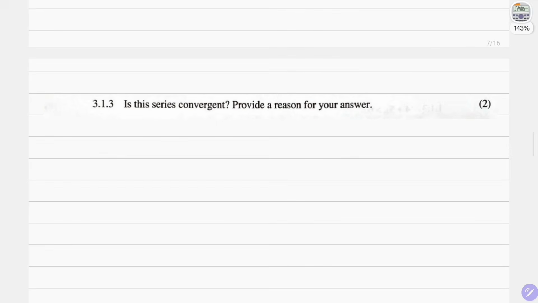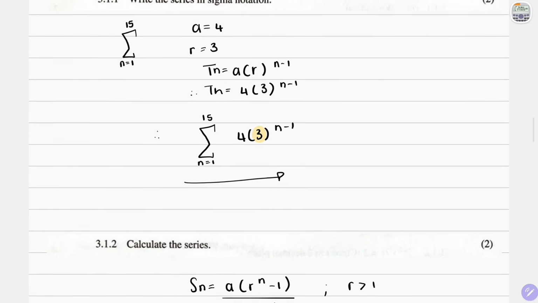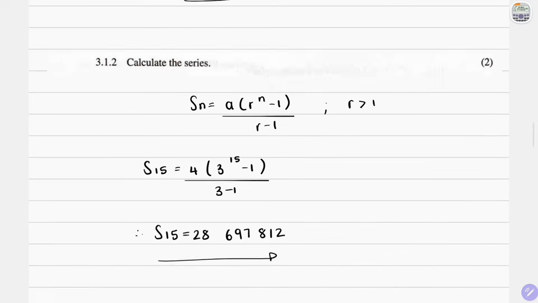Question 3.1.3 says, is the series convergent? And we need to provide a reason for our answer. Is the series convergent? Well, look at the ratio. It's 3. Because this series keeps multiplying by 3, the previous term multiplies by 3 to get to the next term. It's just going to become infinitely big. It's not reducing and heading to a specific number. It's not converging.